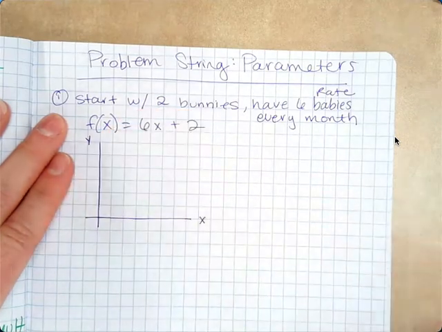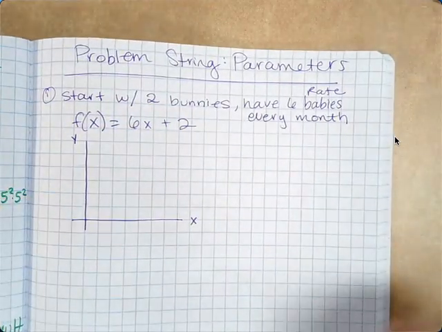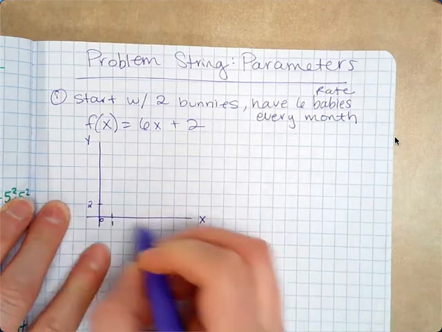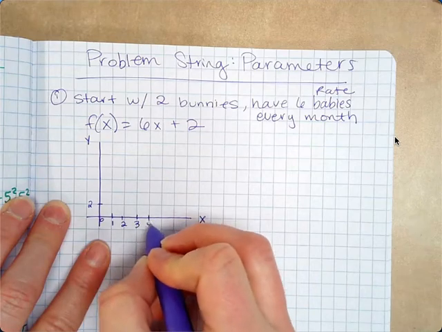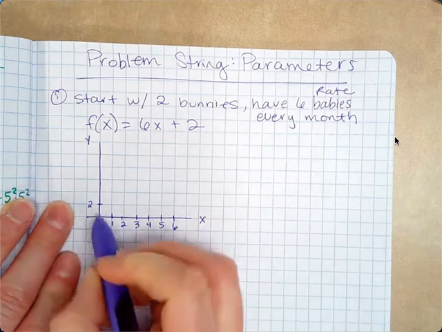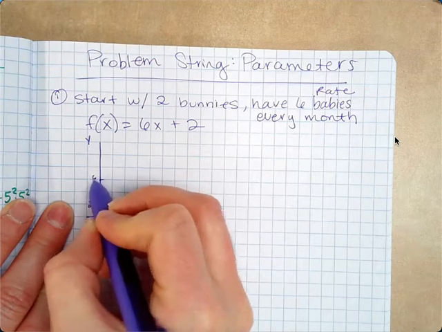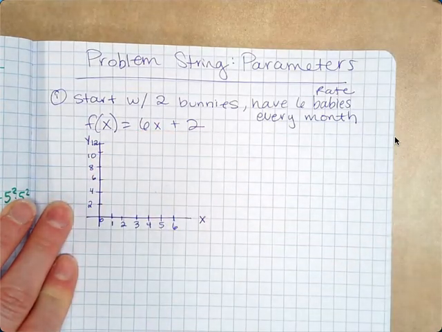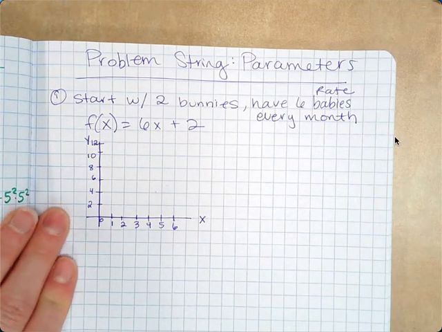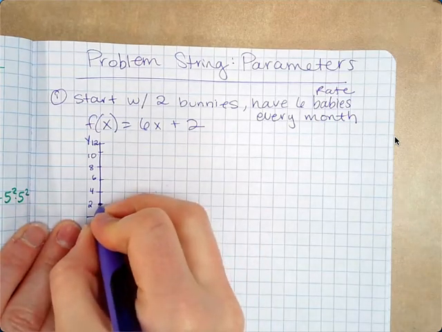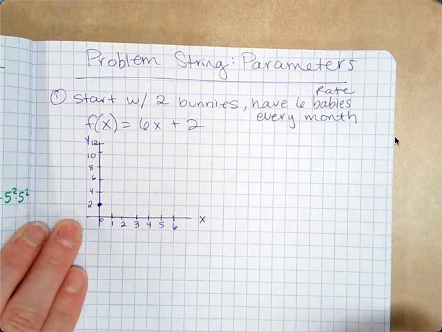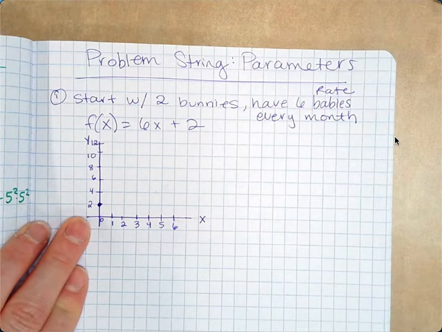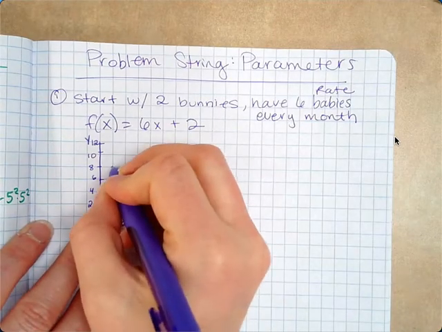Let's just draw quadrant 1 because you're starting with 2, right? I'm going to go by 2s. How about that? I'm going to go by 1s on the x-axis and go by 2s on the y. Okay, so I'm starting with 2, and then I'm going up 6 every month. So what would be for 1 month? 8.